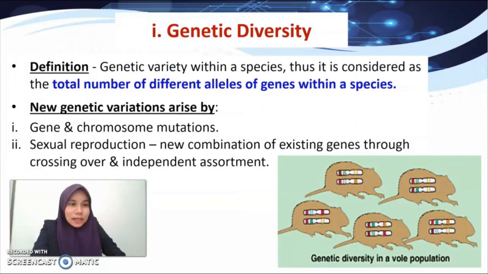Genetic diversity is defined as genetic variety within a species. Thus, it is considered as the total number of different alleles of genes within a species. New genetic variations can arise by gene and chromosome mutation, and also by sexual reproduction, where new combinations of existing genes occur through crossing over and independent assortment.